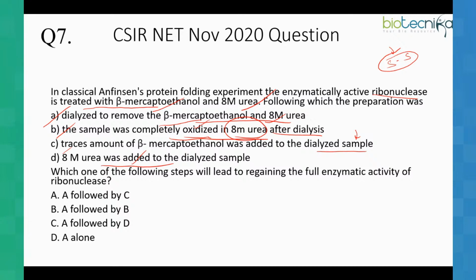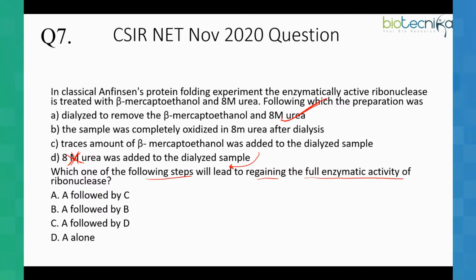So clearly, this cannot be the answer, because if you are dialyzing to remove the denaturing agents, then again if you add denaturing agent, then what is the effect? The protein won't gain its full enzymatic activity. They are asking which of the following steps will lead to regain the full enzymatic activity of ribonuclease. And Anfinsen had used beta mercaptoethanol and 8 molar urea to denature the protein so that its activity can be lost. And out of these steps, if you remove the denaturing agents, then it might gain the activity. But again, if you treat it with 8 molar urea, then it will again lose the activity. So this cannot make sense.